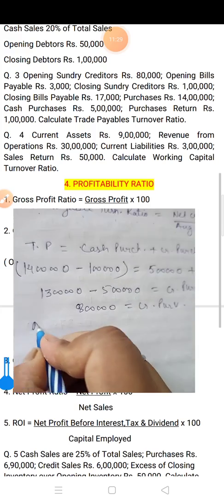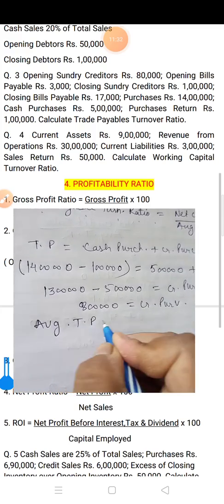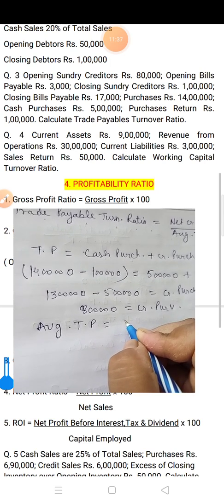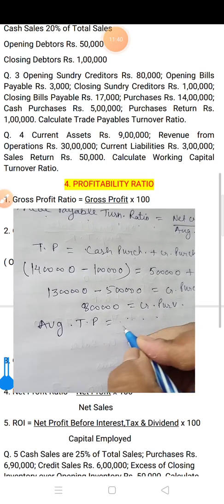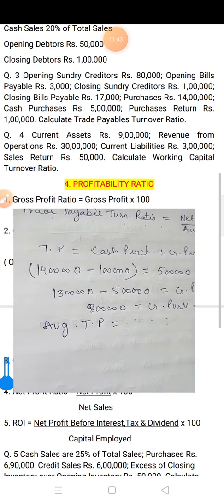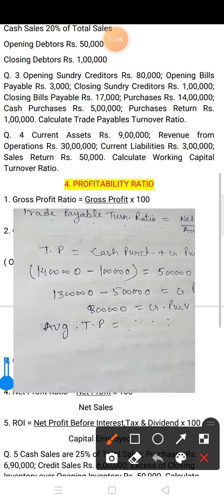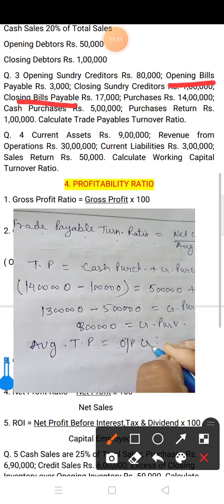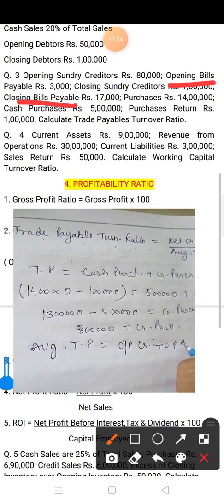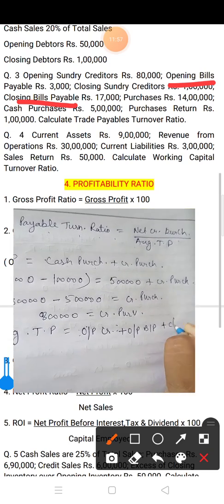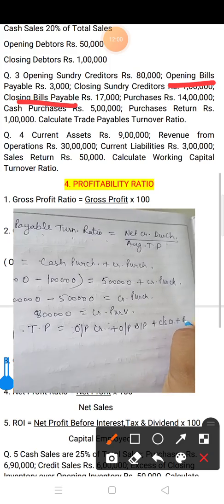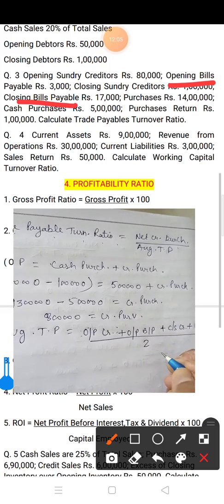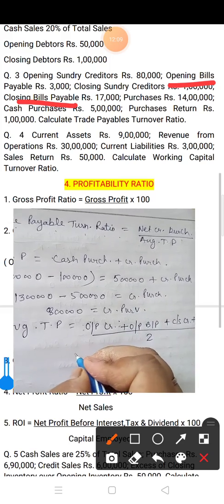And next you have to calculate average trade payable. Average trade payable is same: opening creditor plus closing creditor upon 2. But in this, bills payable is also given. See, in the question, opening bills payable and closing bills payable is also given. So the formula is opening creditor plus opening bills payable plus closing creditor plus closing bills payable. These 4 things you have to add and divide by 2, for average.